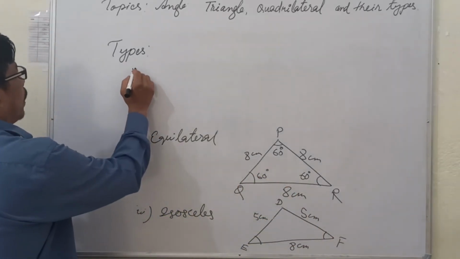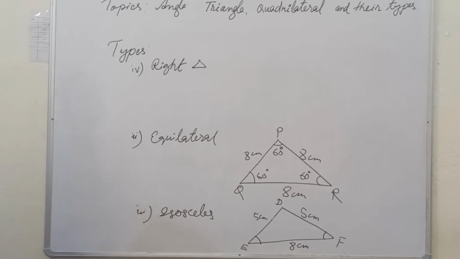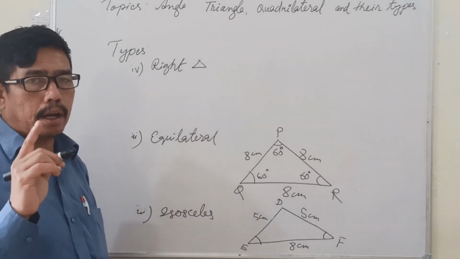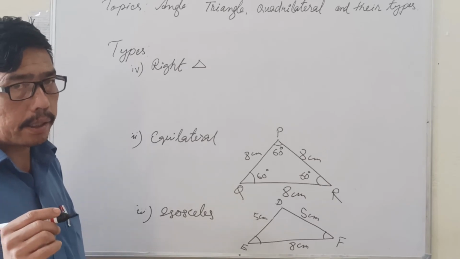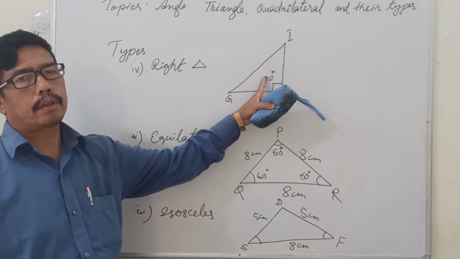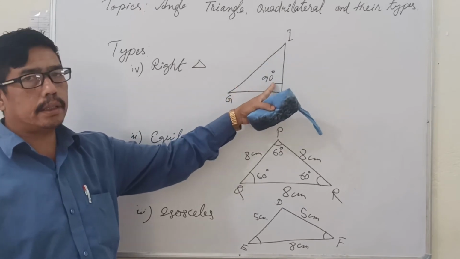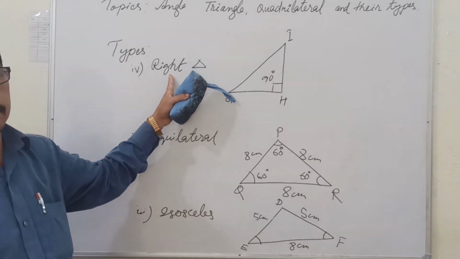Then the fourth type, right triangle. The triangle in which one of the three angles is 90 degrees is known as a right angle triangle. This angle is 90 degrees. That is, out of the three angles, one angle is 90 degrees. Then the triangle is known as a right triangle.